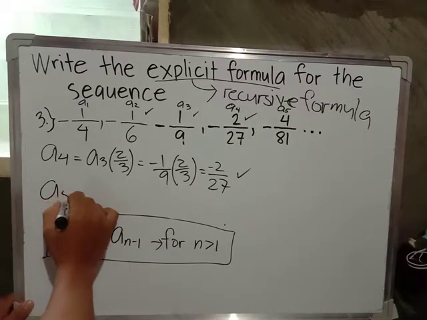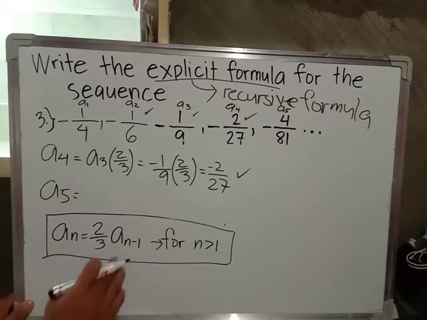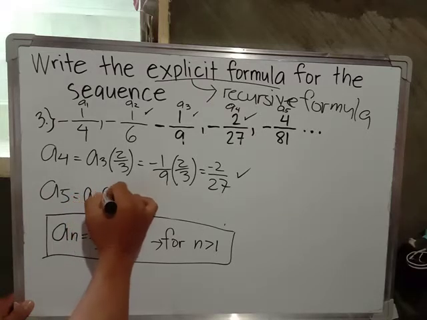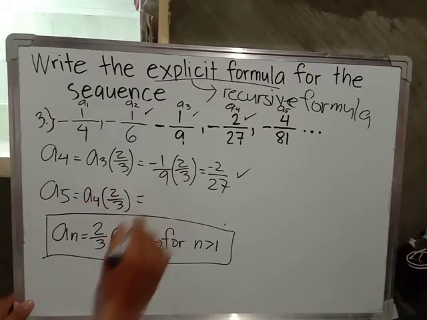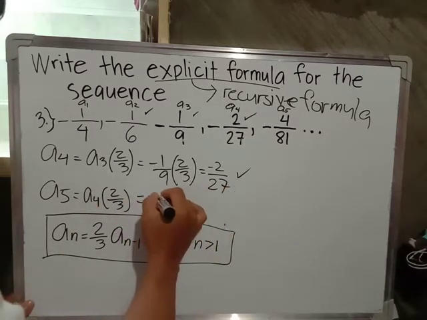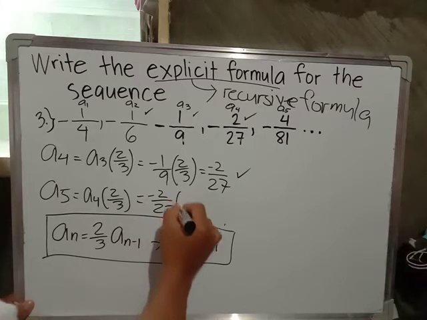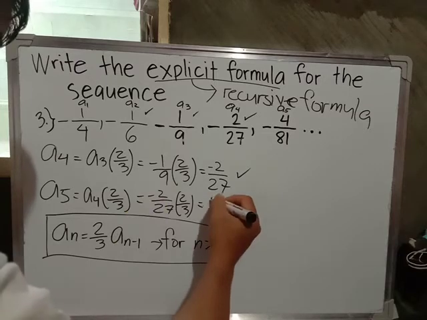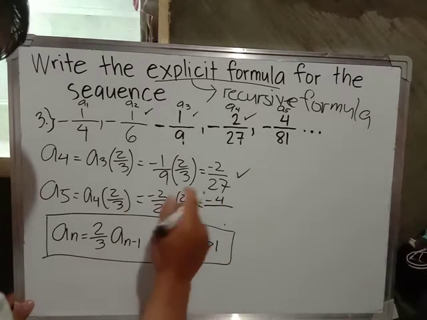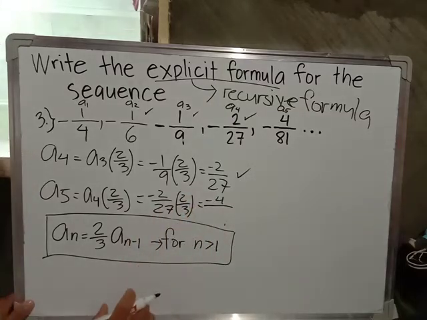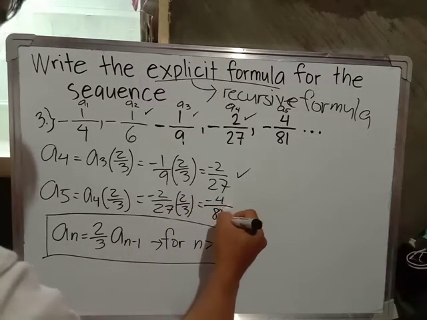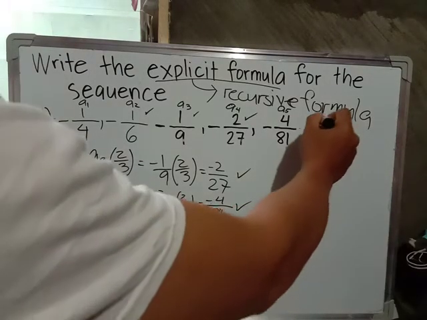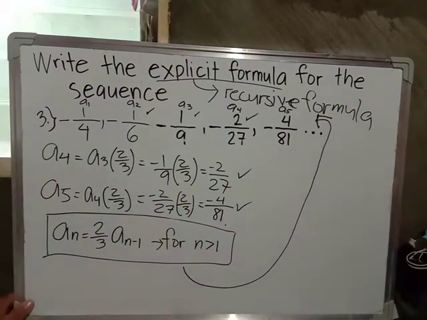Si E5 naman. Since n natin is 5, 5 minus 1 is E4. So, E4 times 2/3 is equal to, si E4 natin, yung na-solve natin bago lang, negative 2/27 times 2/3. Then, negative 2 times 2 is negative 4. 27 times 3 is 81. So, tama po tayo sa E5. So, ganun lang kadali. So, ito ang recursive formula natin.